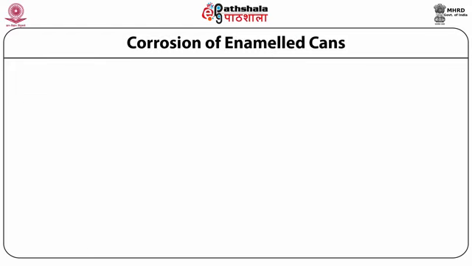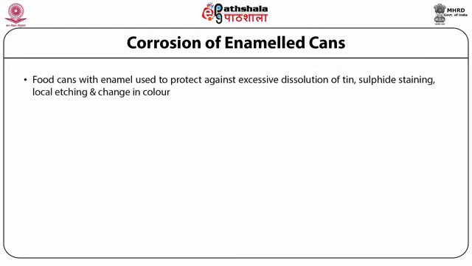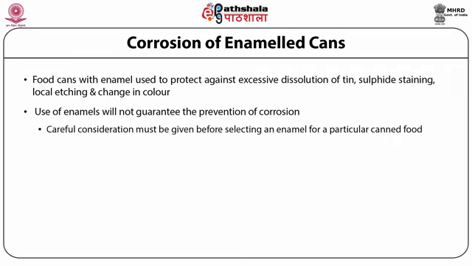Now we will discuss corrosion of enamelled cans. Food cans with enamel or lacquer coatings are used to protect against excessive dissolution of tin, sulfide staining, local etching, and change in color of pigmented products such as berry fruits. However, the use of enamel will not guarantee the prevention of corrosion and in some cases may actually accelerate it, or make the reactions faster. Therefore, careful consideration must be given before selecting an enamel for a particular canned food.